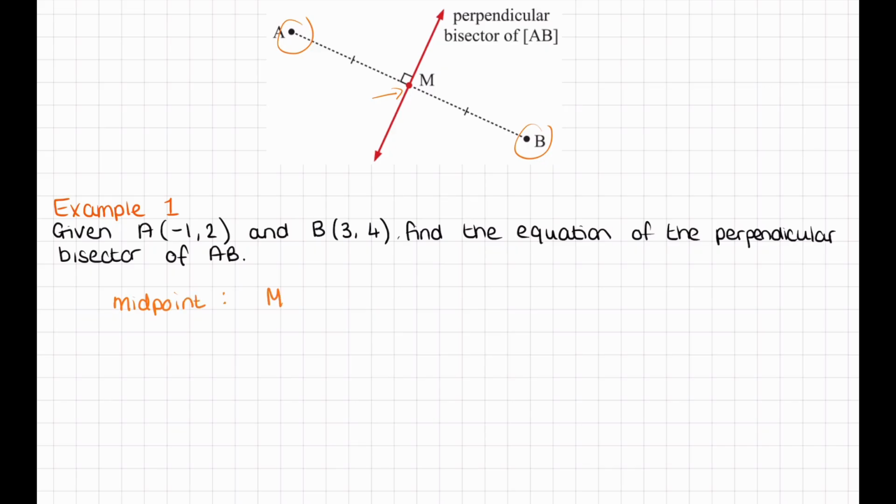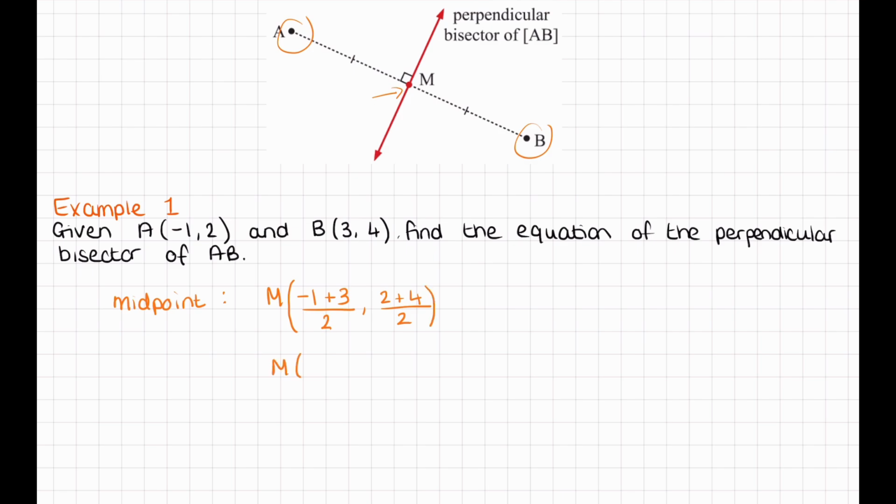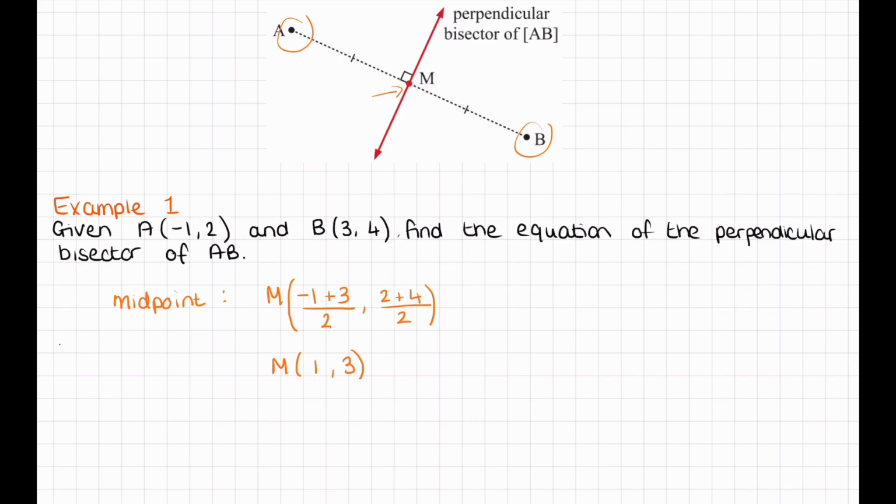That's always represented by a capital M. And the midpoint formula we did a few lessons ago, so it's the x values added together divided by 2, and the y values added together divided by 2. Then our midpoint would be 1, 3. I'll just quickly put the equation for the midpoint at the side here, just in case anybody has forgotten what it is. Now we've got the midpoint, we need to find the gradient.